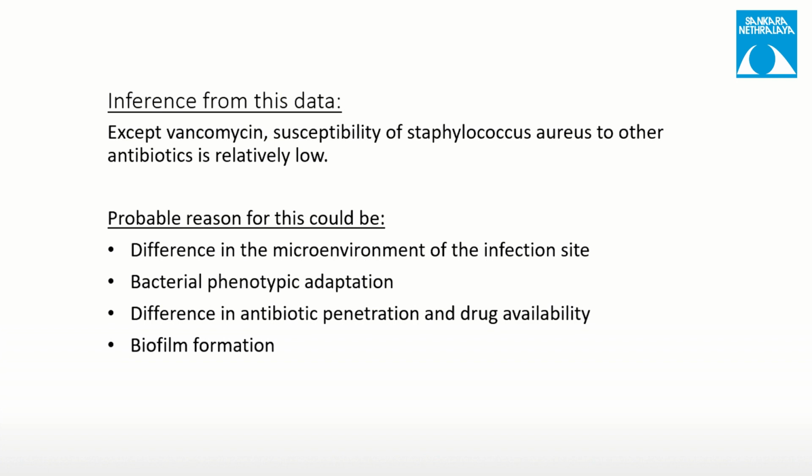So this leads to the question: why, for the similar organism which has caused keratitis and endophthalmitis, is the antibiotic susceptibility different? The probable reason for this could be a difference in the microenvironment of the infection site. One is the cornea, while the other is the vitreous cavity. Other factors are bacterial phenotypic adaptation, difference in antibiotic penetration and drug availability, and biofilm formation.